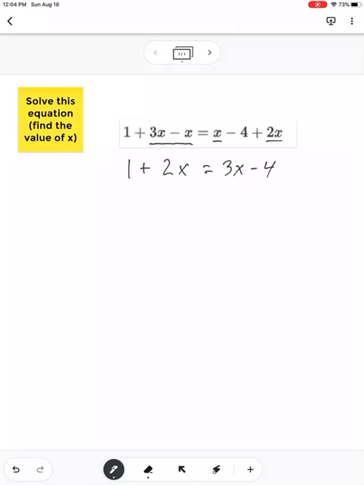Okay, now I like to keep my variable positive, so we have a 2x on one side of the equation and a 3x on the other side of the equation, and my choice would be to subtract 2x from both sides. That way I'm going to be left with a positive x over here, and then the last step would be to add 4 to both sides. So we have 5 equals x, or it's always better to write it from left to right. So I got x equals 5.